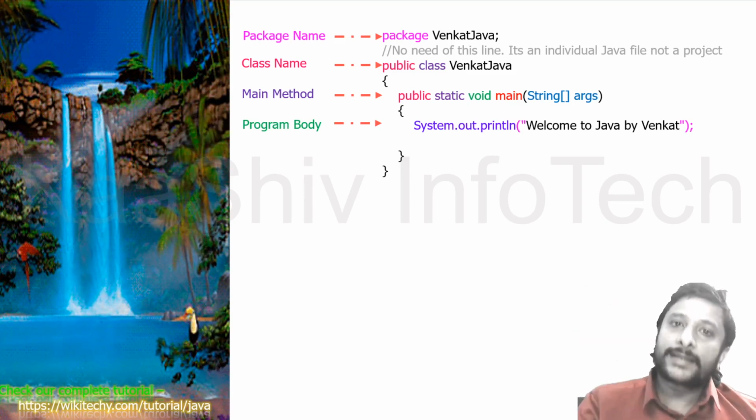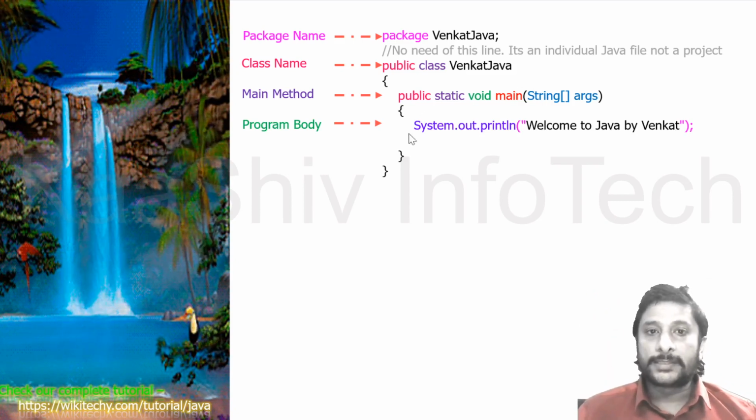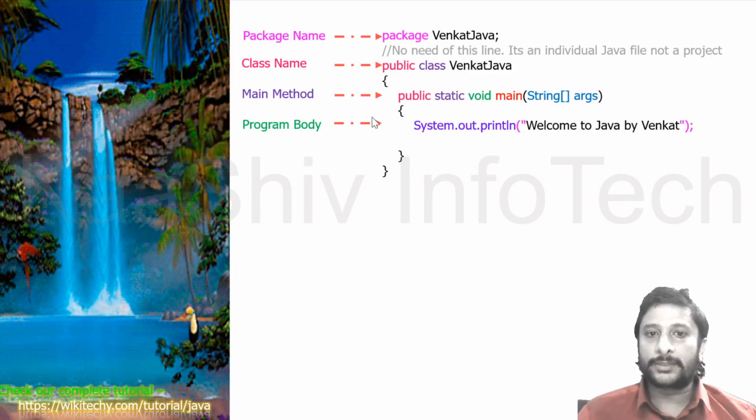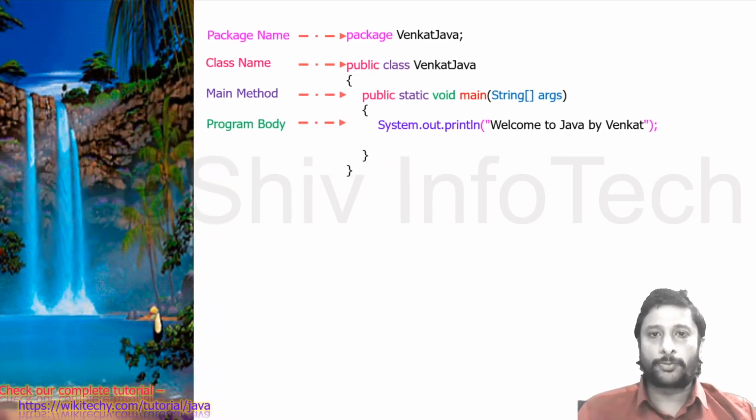So I've written a Java file. The name is venkatjava.java. This is how it will be: a package, class, main method, and the program body. So I've written a small program now.